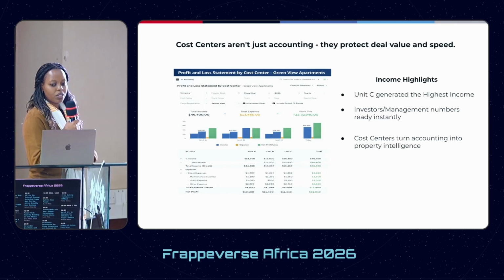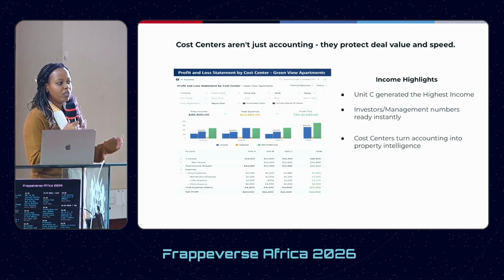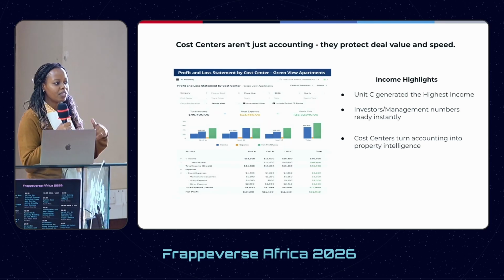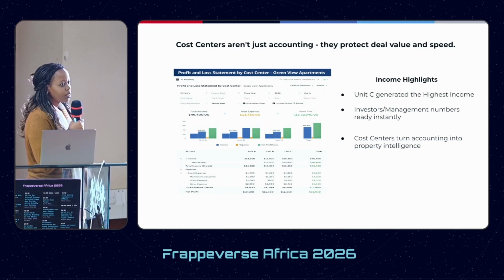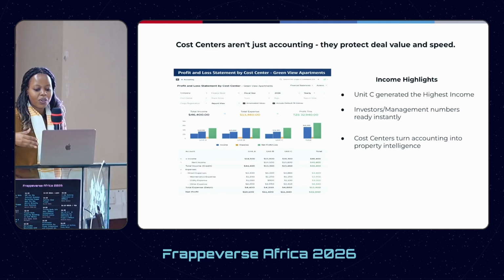So cost centers aren't just accounting, they protect deal value and speed. When you get your income highlights, if you're still in Excel and you need to run these numbers, it might take time, you might come up with lots of errors. But if you've done the setups from the beginning, then when you need to make quick decisions, if you need investors to come and look at your portfolios and you need to process deals, you just pull these reports and you can actually account for the business and the property management as is. So this is why we prefer it, and this is why I got into it.